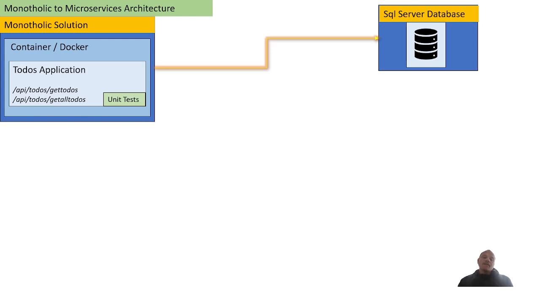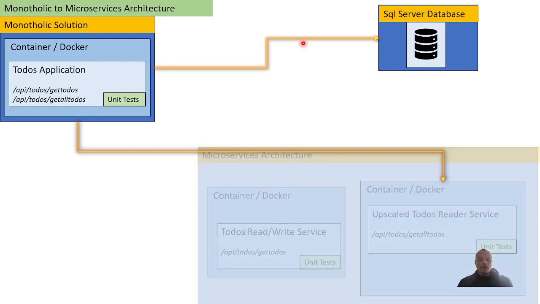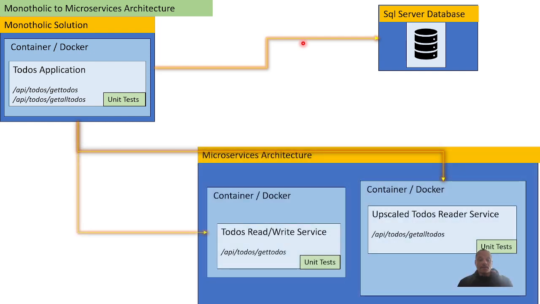So here, let's have a look at the architecture change from the monolithic solution. This monolithic solution is a typical application with two endpoints, and it has a unit test and connects to SQL Server. We're going to convert this to a microservices architecture where we're going to have two Docker containers, and each one is running a different microservice.